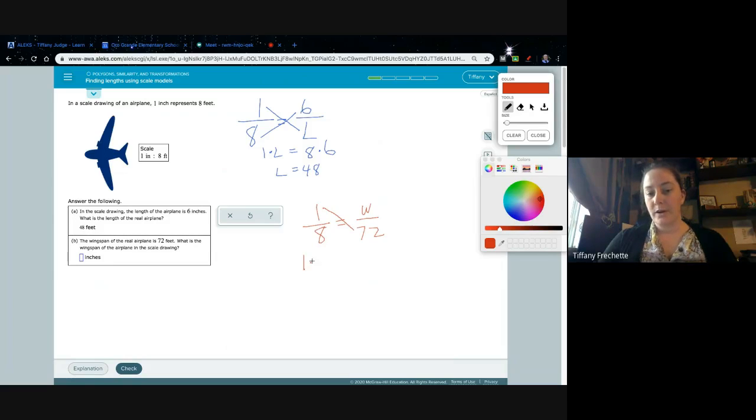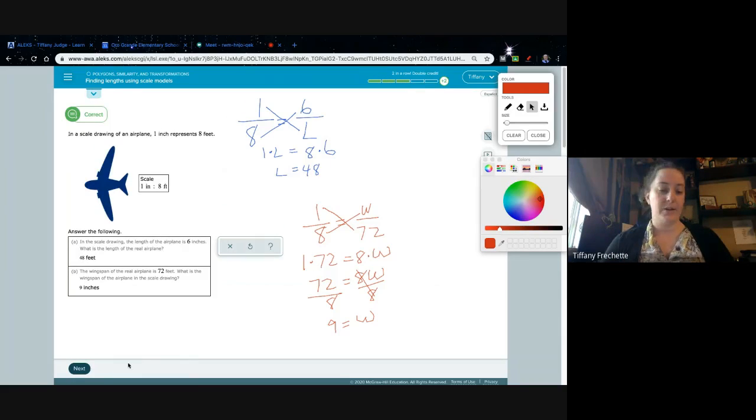We're going to cross multiply. 1 times 72 equals 8 times W. 1 times 72 is 72. And 8 times W is 8W. We're going to divide on both sides. So we end up with 9 equals W. These cancel because any number divided by itself becomes 1. All right, check. Yay. Okay, one more.